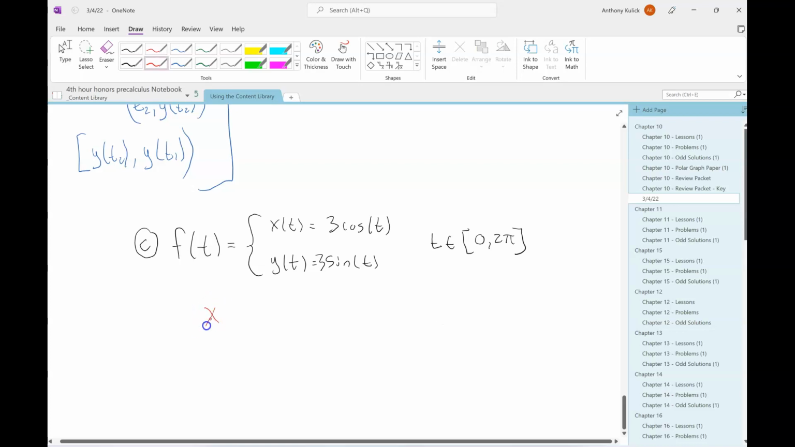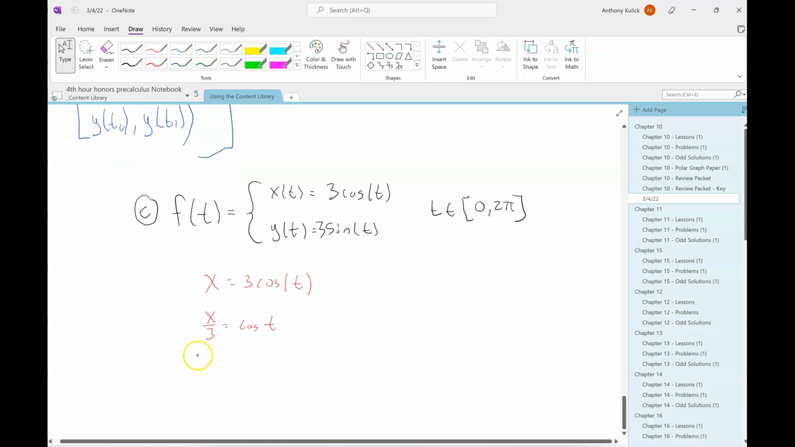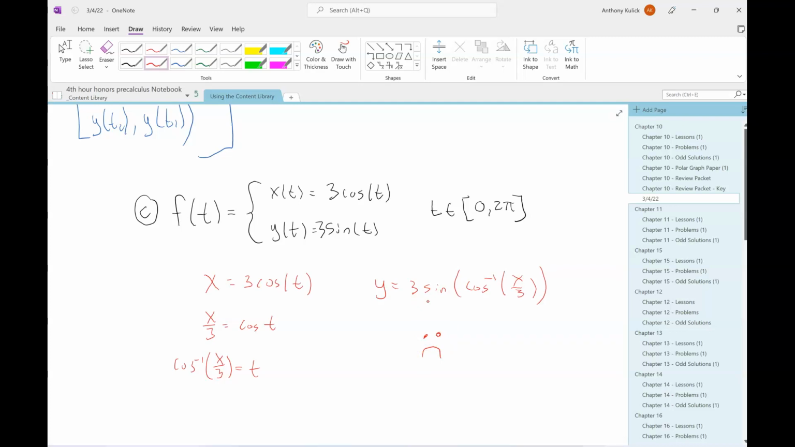So you might think, okay, I'll just do this the same way I did before. If I do that, I divide both sides by 3, get cosine t, and then I'll do the cosine inverse of both sides, and I don't like where this is starting to go. Then we'll plug it back into this one. And I end up with this and like, oh, yikes. What the heck does that even look like? I couldn't even come close to sorting the domain and range out for that thing. There's got to be a better way of doing this.